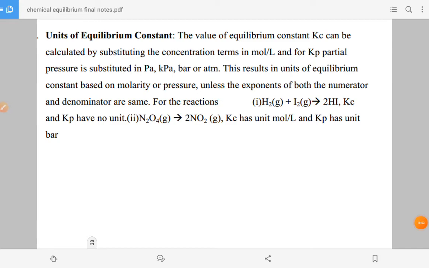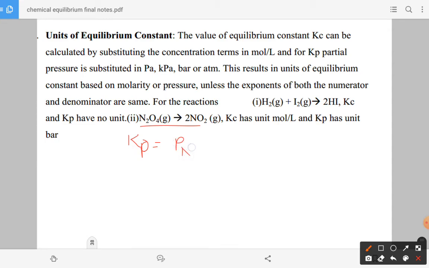Now go for this example. If you write Kc or Kp, whatever it may be, I'm writing Kp. The partial pressure of NO2 is raised to the square, because we have 2 moles of product. Next, the partial pressure of N2O4, where we have only 1 mole.